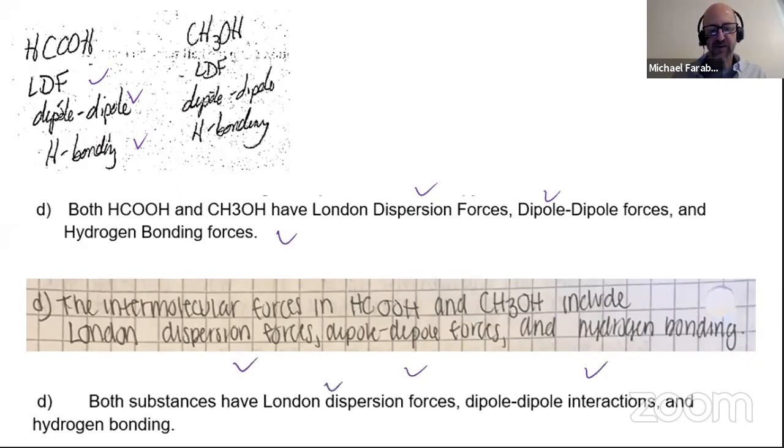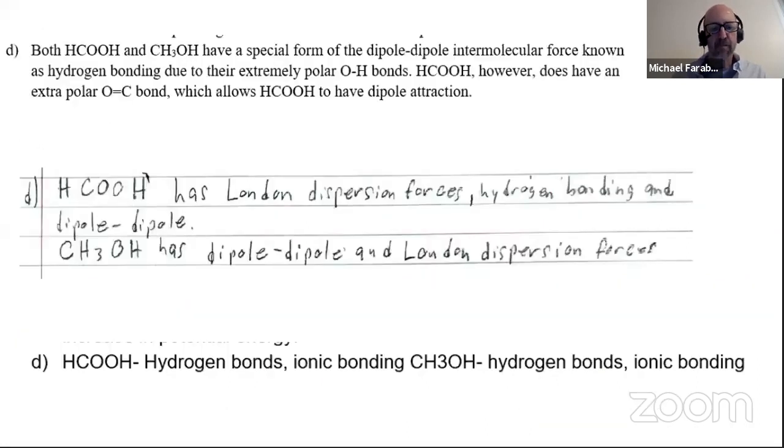Now, if you said London dispersion forces and hydrogen bonding, I would accept that as well. Both have a special form of the dipole-dipole force known as hydrogen bonding. Okay, sounds good. But they never did mention LDFs. So if you're going to mention all of the intermolecular forces, you have to be complete. So just to be on the safe side, it'd be a good idea in this case to say London dispersion forces, dipole-dipole forces, and hydrogen bonding. Again, there may be a discussion at the reading whether or not dipole-dipole forces would be required, because many teachers explain that hydrogen bonding is a special kind of dipole-dipole force, but in this answer, not mentioning LDFs is incomplete.